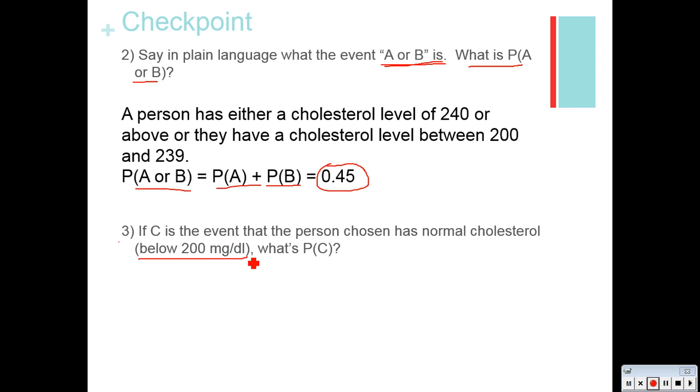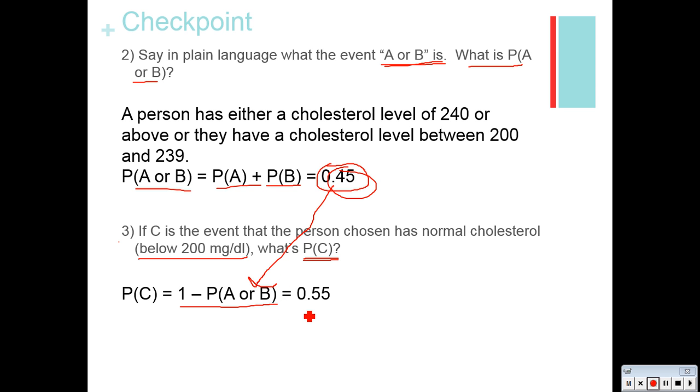And then question 3 says, if C is the event that a person chosen has normal cholesterol, what's the probability of C? So let's assume for the basis of our argument here that there's only 3 categories for cholesterol levels. There's high, borderline high, and normal. So this would be the third category. To find the probability, I would simply do 1 minus the probability that someone was high or borderline high, which is what I'm going to put in here. So if I did 1 minus 0.45, that's 0.55. And that's just some different things there with the complement rule.